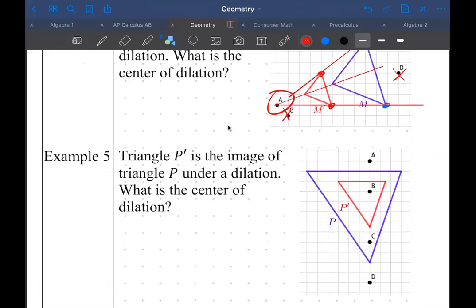So for example 5, it's a little bit trickier, but again, just look at their corresponding parts. I'm going to do a point that's right there.